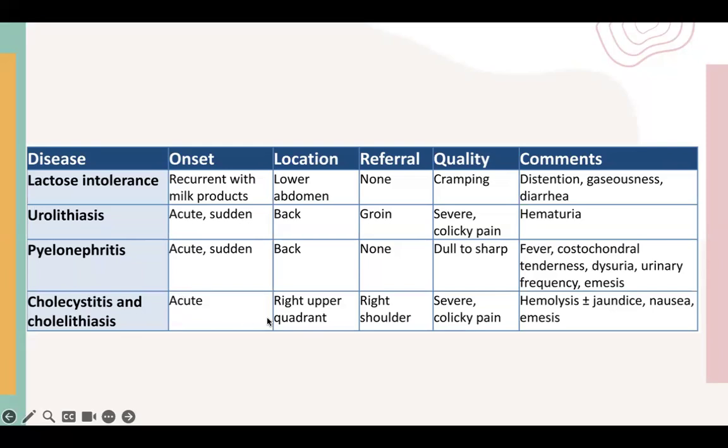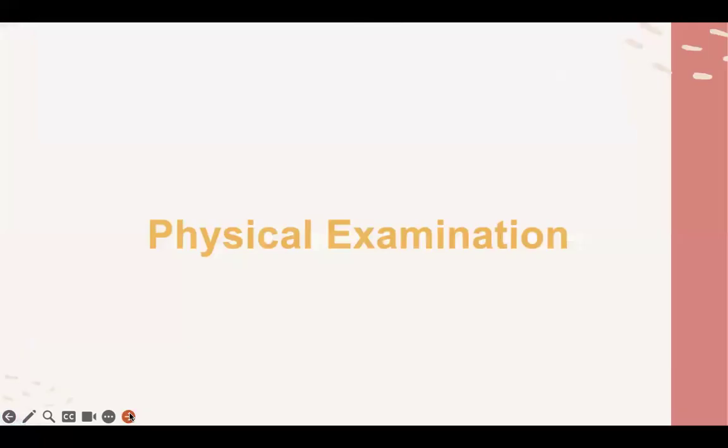Cholecystitis and cholelithiasis: right upper quadrant pain radiating to the right shoulder due to involvement of the phrenic nerve, as the right shoulder innervation is C3 to C5, which leads to right shoulder referral pain. There may be hemolysis, jaundice, nausea, and emesis. So depending on the location and pain characteristics, we can come to the differential of intra-abdominal and extra-abdominal causes of the pain.